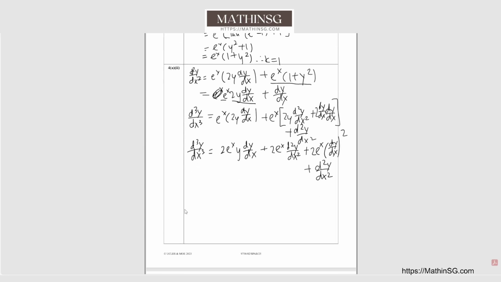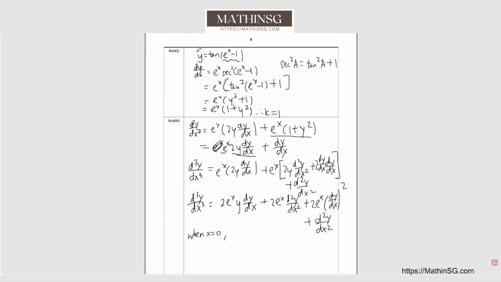Okay, so let's sub it in. When x is 0, let's first find y. This is an expression for y. So y equals tan(e to the power of 0 minus 1). E to the power of 0 is 1, 1 minus 1 is 0, so tan 0 is 0. Okay, so let's find dy/dx. It will be equal to this. So it's e to the power of 0 times (1 plus...). When x is 0, y is 0, so I put in 0. That gives me 1.